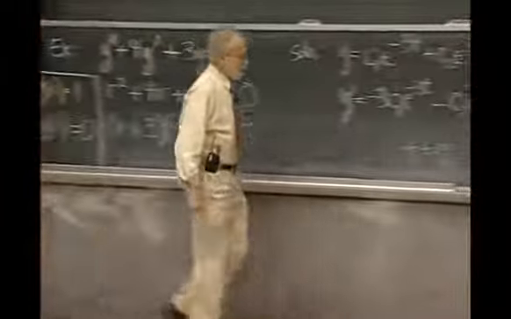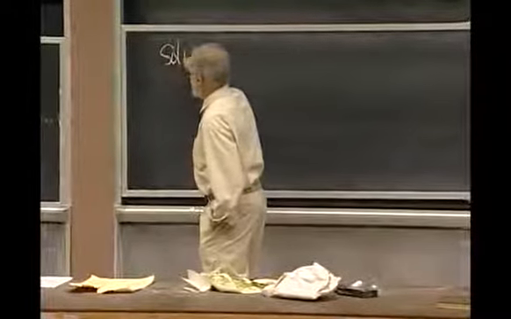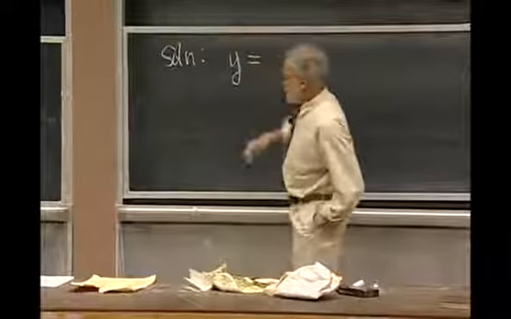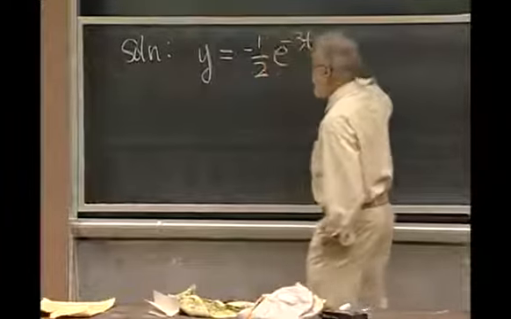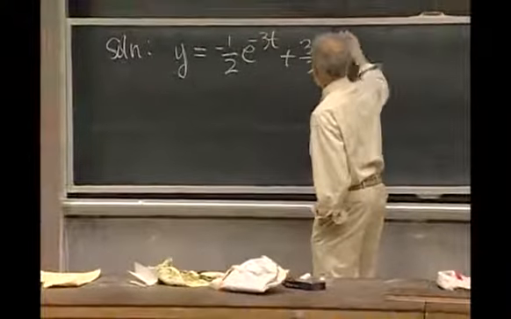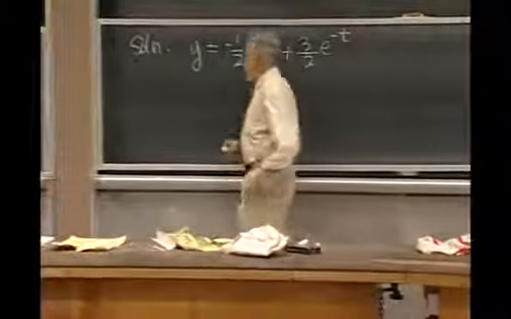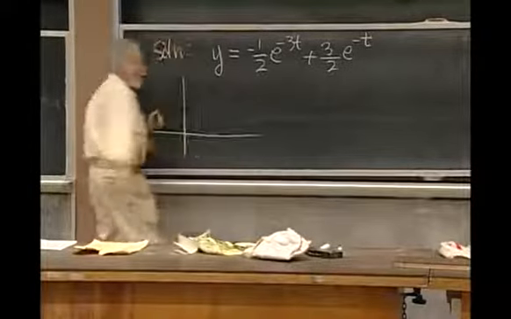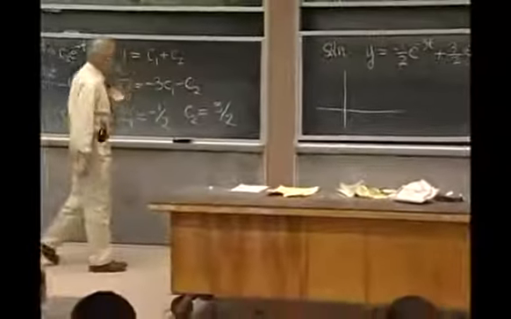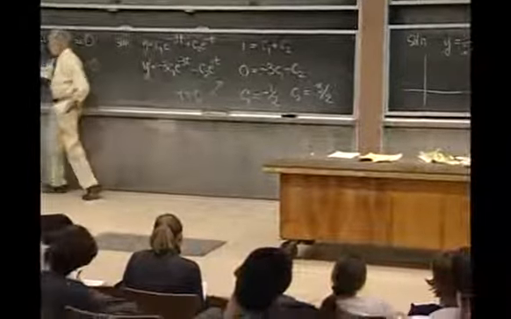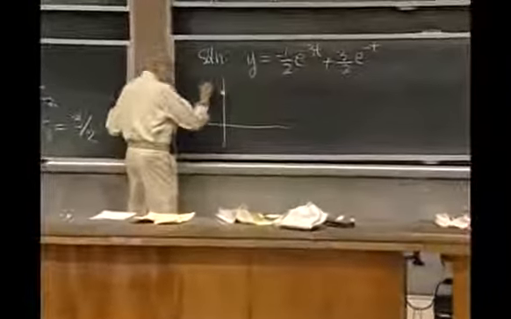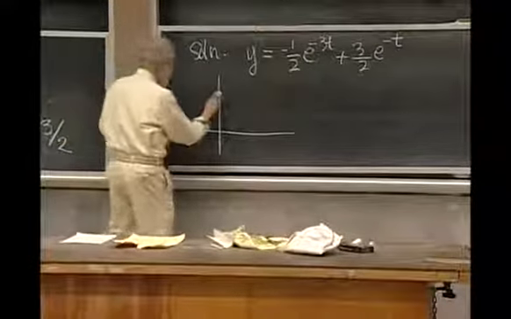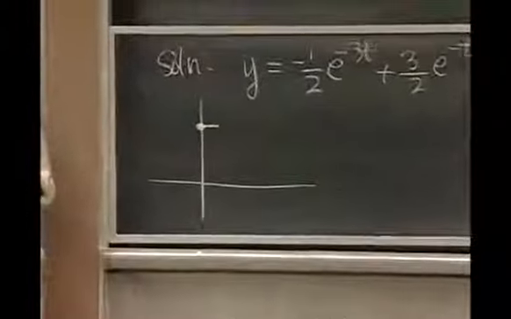So the solution is y equals minus 1/2 e to the minus 3t plus 3/2 e to the negative t. How does it look? Well, I don't expect you to be able to plot that by yourself, but you can at least get started. It does have to satisfy the initial conditions. That means it should start at 1 and its starting slope is 0.